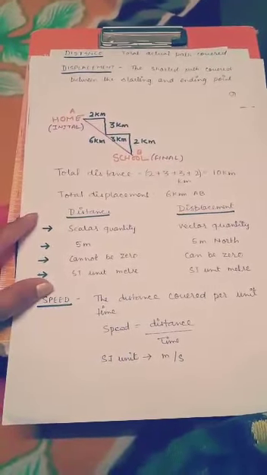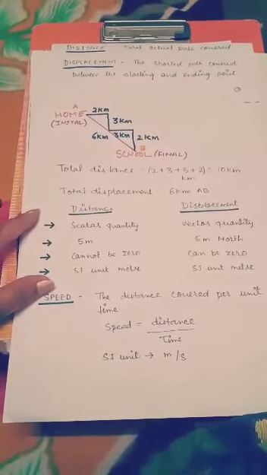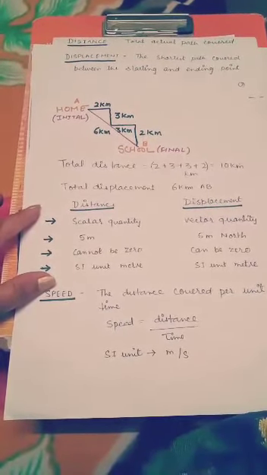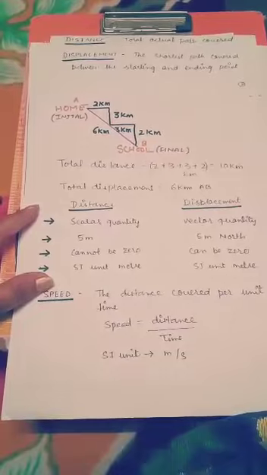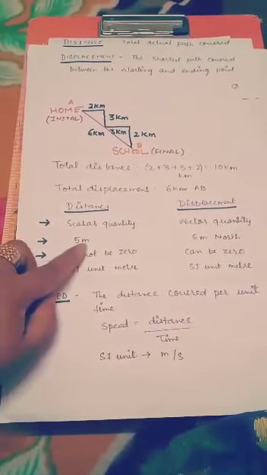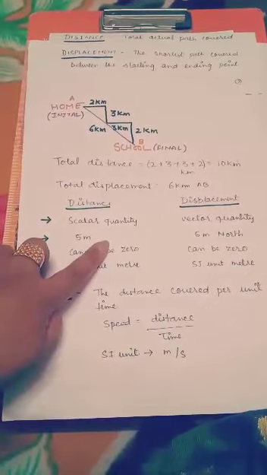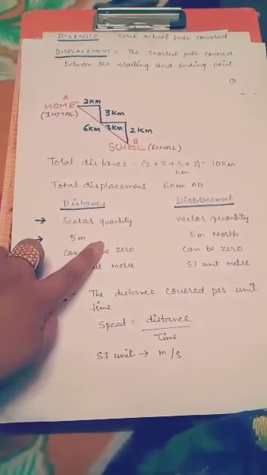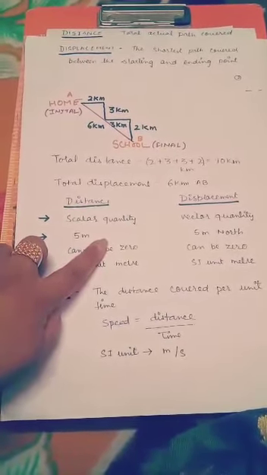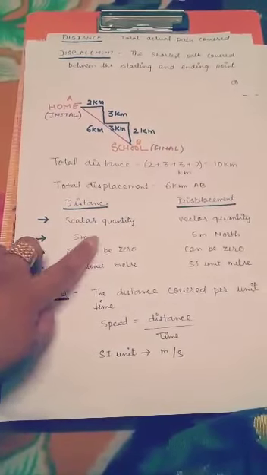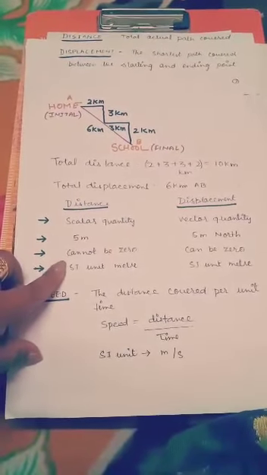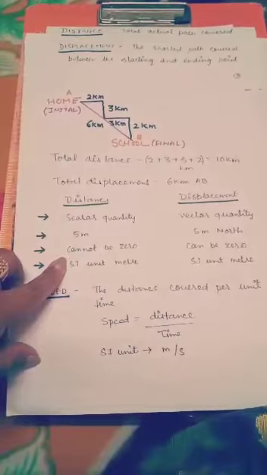Distance is a scalar quantity. Displacement is a vector quantity. Distance can be given as any quantity like 5 meter, 6 meter, 7 meter, but with displacement you have to add the direction also, like 5 meter towards north. Distance can never be zero, but displacement can be zero.